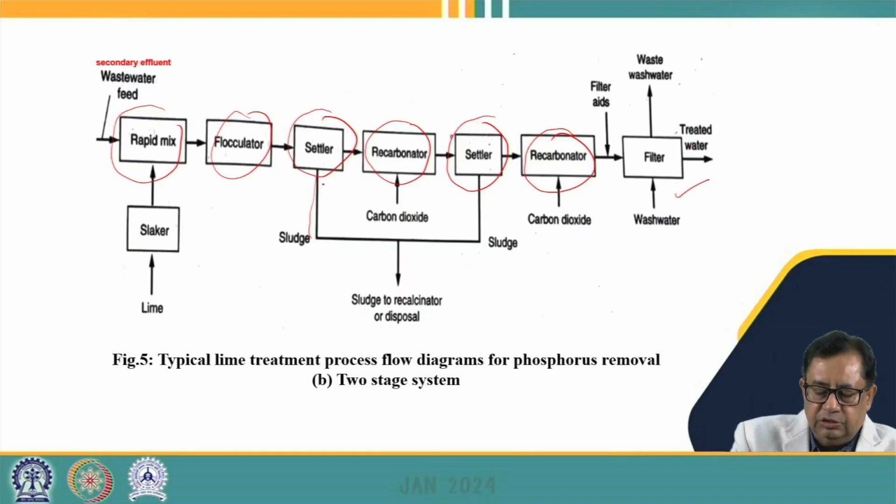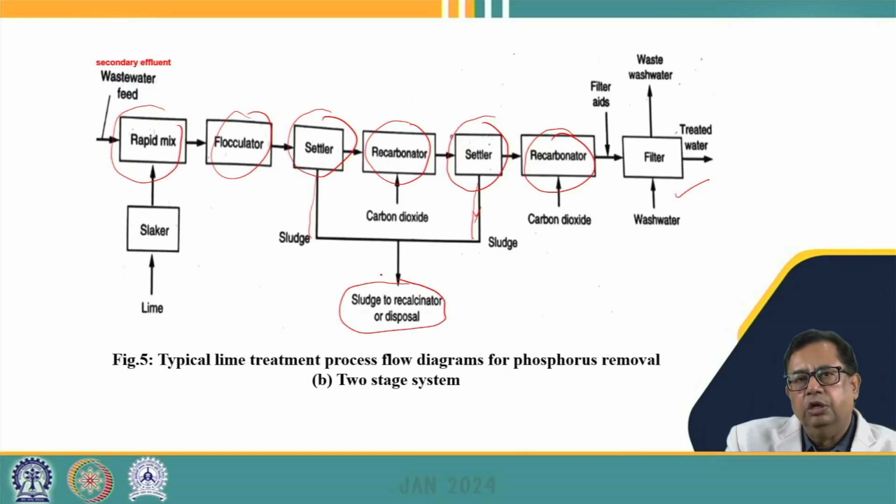So here we can see that the sludge that is getting generated from the two settlers can be either taken to the recalcinator if we want to reuse or recycle the calcium, if we want to recycle the lime, or we can take it for the disposal process.